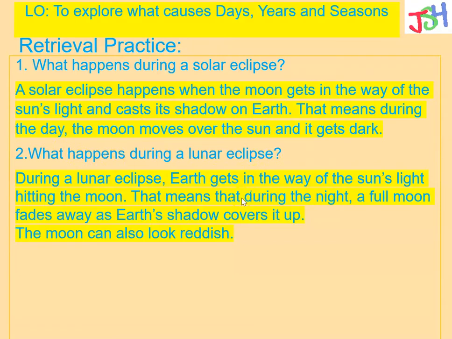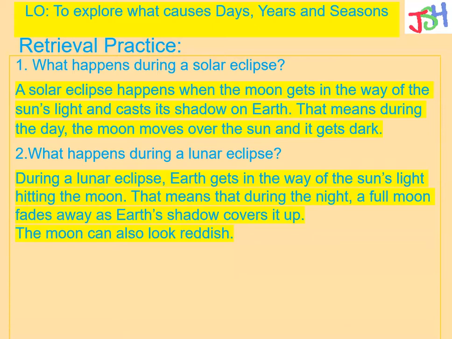So during a lunar eclipse, the earth is between the sun and then the moon. At this time, the shadow of the earth is cast on the moon. So the earth gets in the way of the sun's light hitting the moon. That means that during the night, a full moon fades away as Earth's shadow covers it up. So the moon also looks reddish, and we call it the blood moon. And this happens only during the full moon.